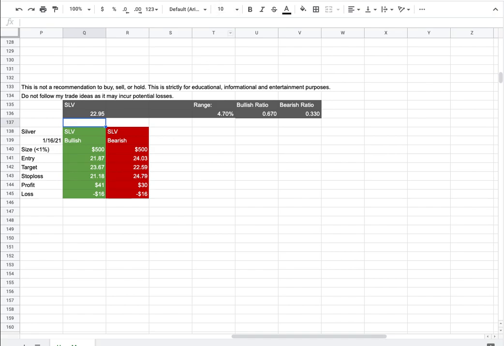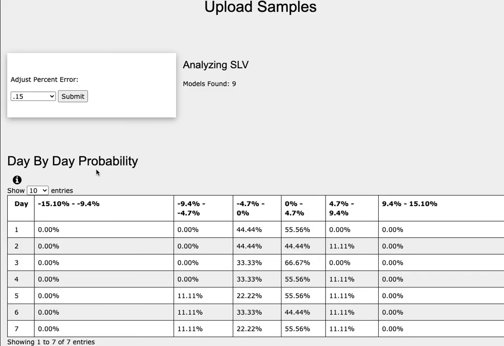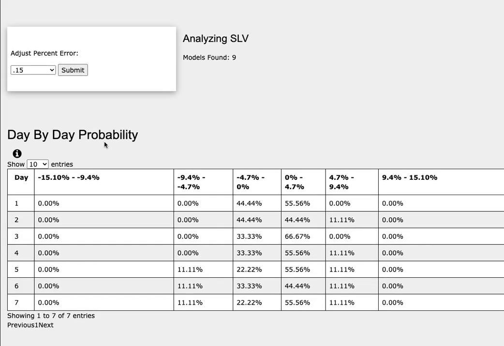So how did I develop these trade ideas? It all comes from the day-by-day probability model, which is available in the link below, so do check it out. As we progress to the 5th day or week of trading, we have a 56% chance for silver futures to climb between 0 to 5%, 11% chance to climb between 5% to 9%, and to the downside it has a 22% chance to fall between 0 to negative 5%. Further extreme case to the downside is 11% chance to fall between negative 5% to negative 9%.